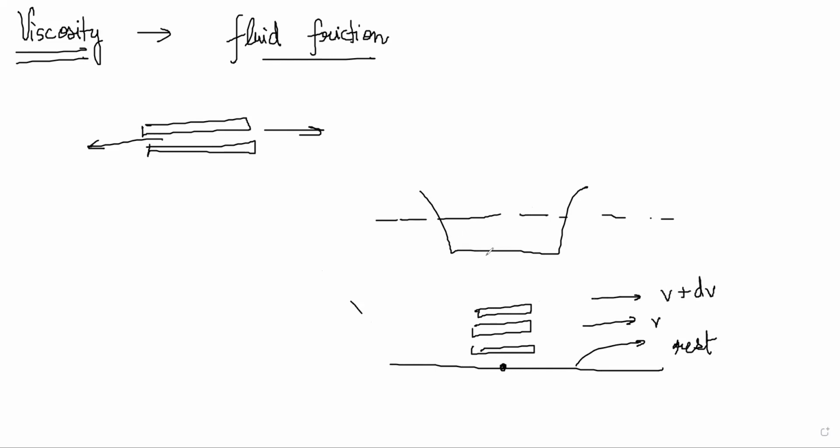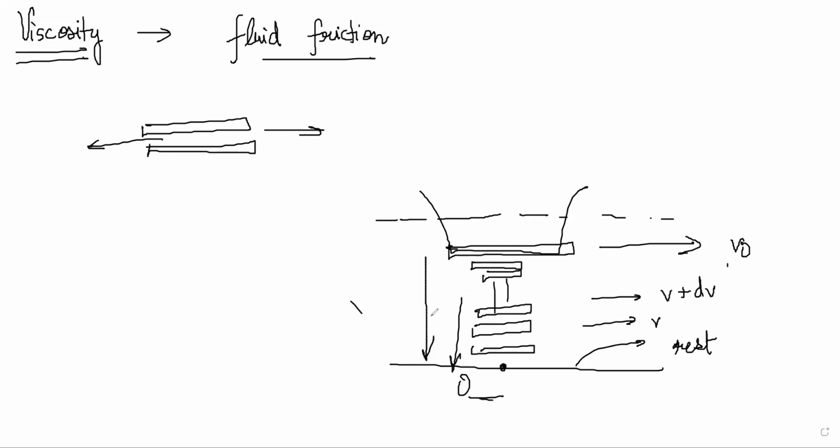Because this layer is being driven forward at some speed, that effect is transferred a little bit. This layer will go at slightly lesser speed, this layer will go at slightly lesser speed, and eventually it will be going at 0 speed here. So what you can construct from this is a velocity gradient.